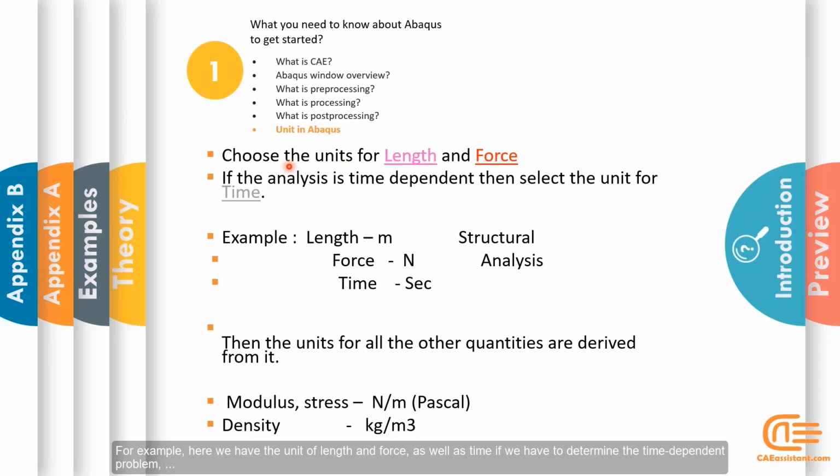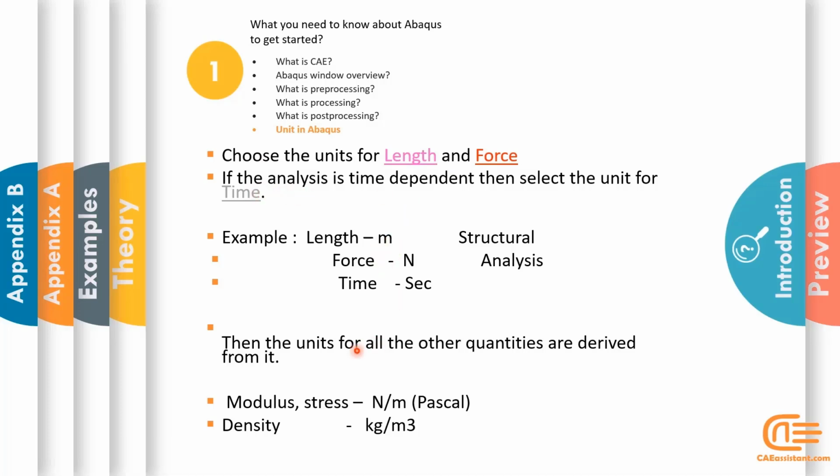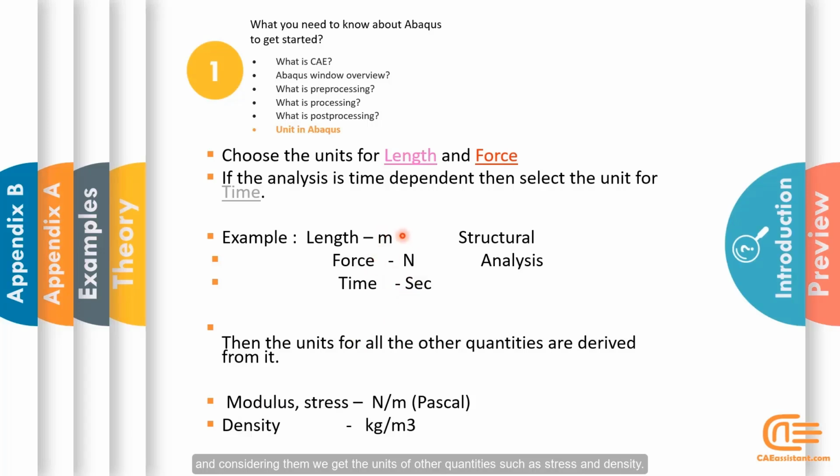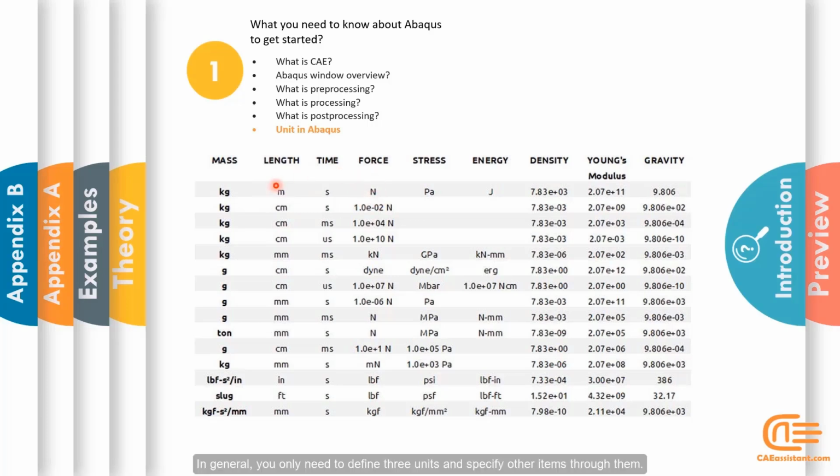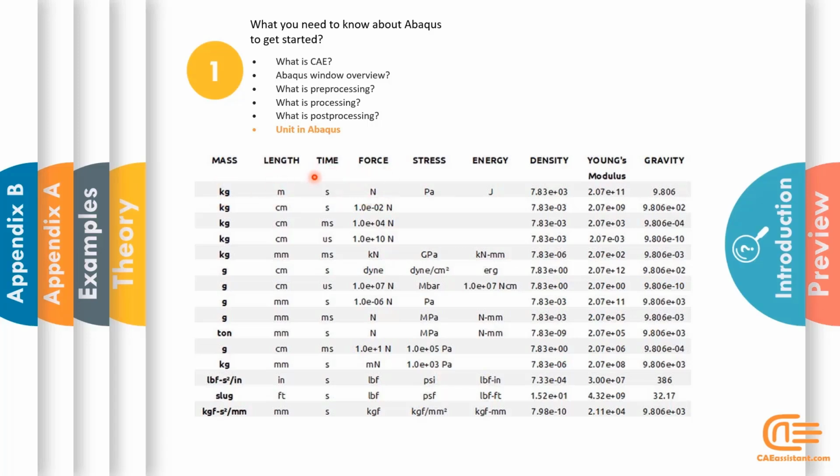For example, here we have the unit of length and force as well as time if we have to determine the time-dependent problem. And considering them, we get the units of other quantities such as stress and density. In general, you only need to define 3 units and specify other items through them.